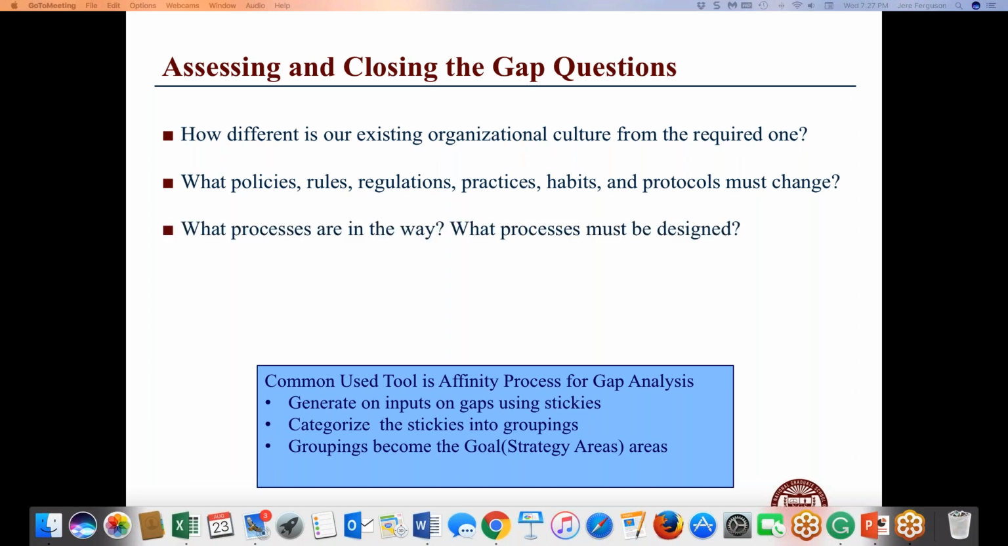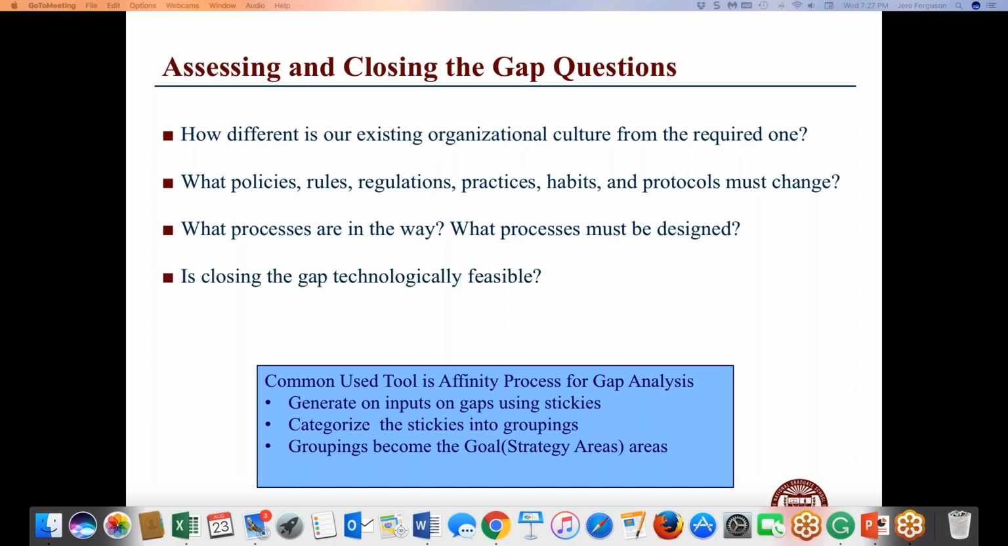And one of the reasons is that you're trying to ensure that there's not waste, and you want to make sure that the procedures and policies and rules and regulations and protocols that you currently have in effect are going to support the changes you're trying to instill. What processes are in the way? What processes must be redesigned? So are there processes that you have that are going to make it impossible for you to meet that future state? Are there processes that need to be redesigned? And are we willing to set the necessary priorities to get those things done?